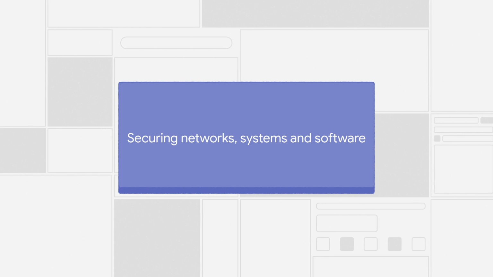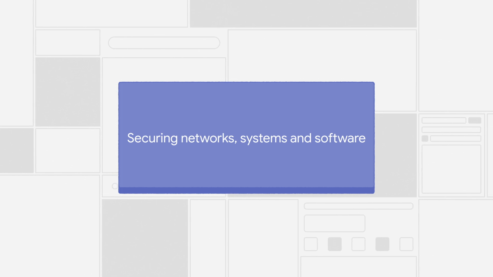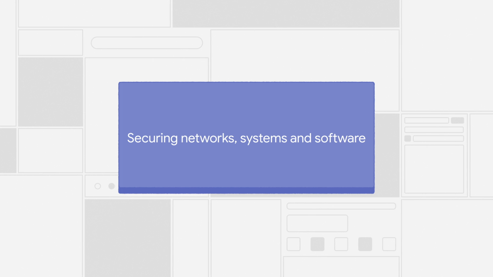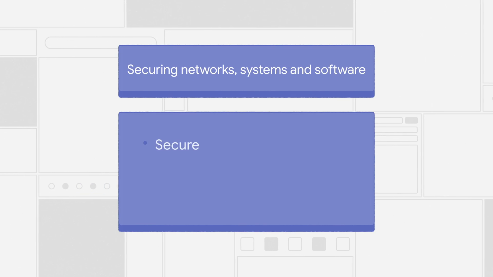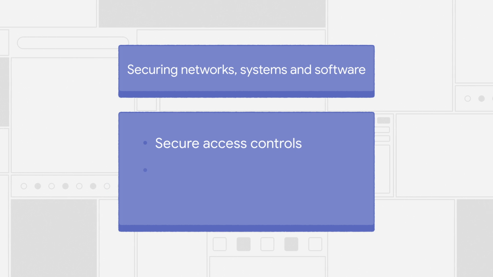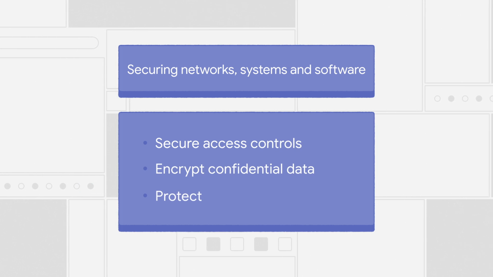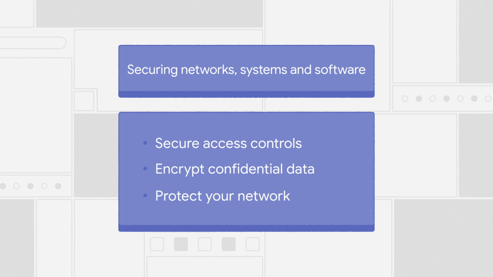People looking to access information without authorization often target company networks using tools that help them check for weaknesses. In this lesson, we'll look at some of the steps you can take to help defend your company's network, systems, and software. Let's start by looking at access controls in your business.